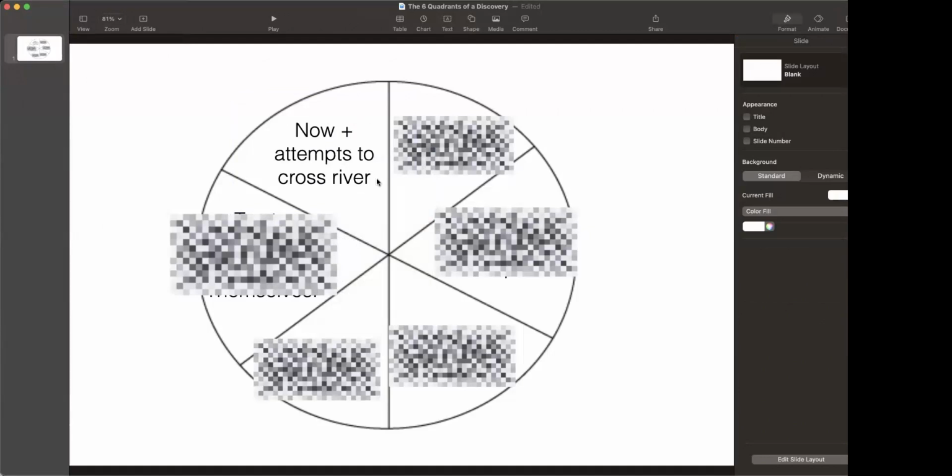So now, past attempts to cross the river. So we can just use the example of the full stack offer. What are they doing right now to make money online? Is there something they're actively testing, they're actively trying? I know most of your clients have a job, right? So maybe that's something they're doing to bring in income. What have they done in the past to attempt to solve this problem?